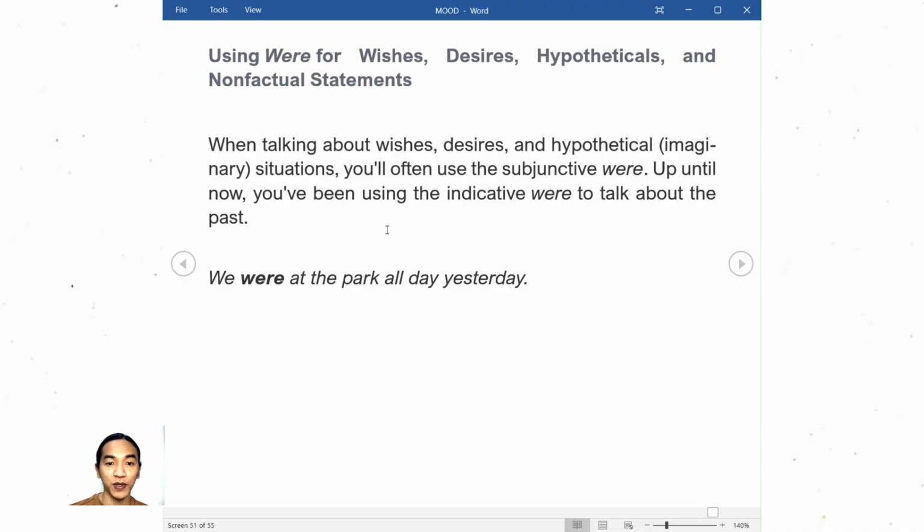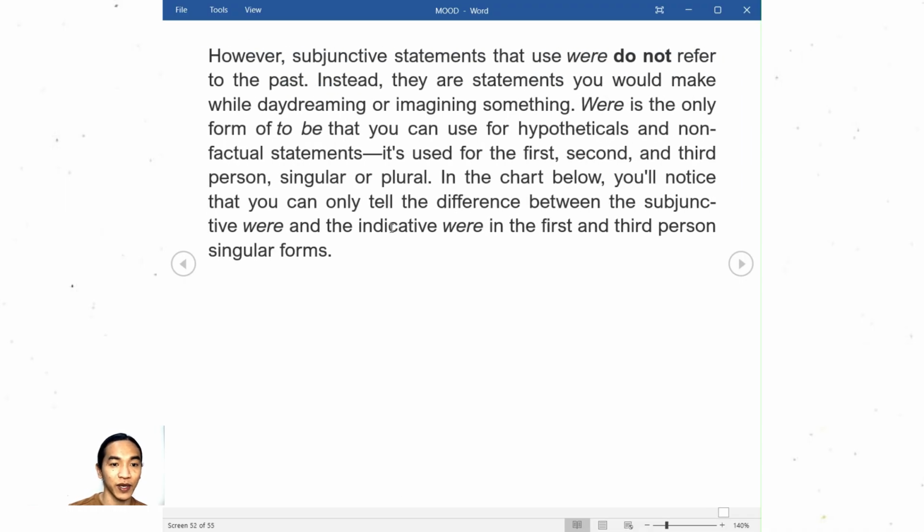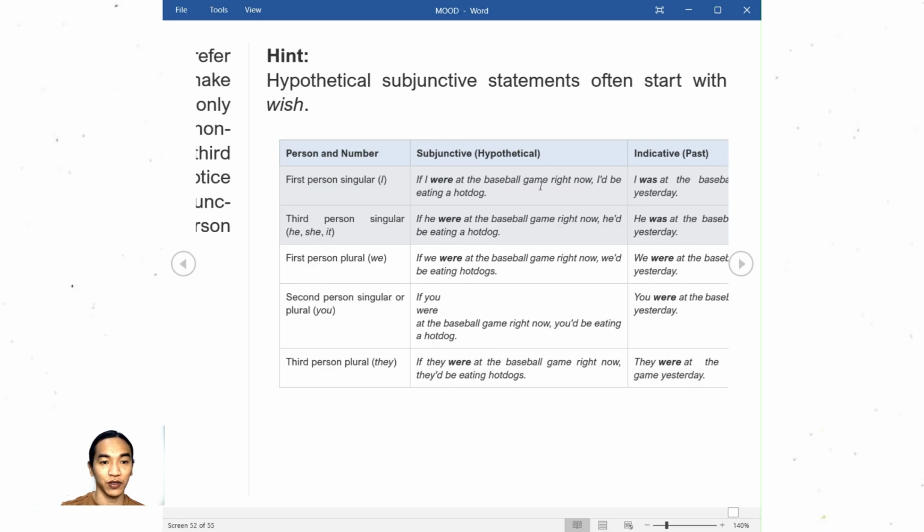Now, wishes, desires, and hypothetical situations do not refer to the past. Instead, they are statements that you would make while daydreaming or imagining. So it's like an imagination, a hypothetical situation, okay? So it means it's not true, or it's non-factual. So now in the chart, let's see how the verb were is used.